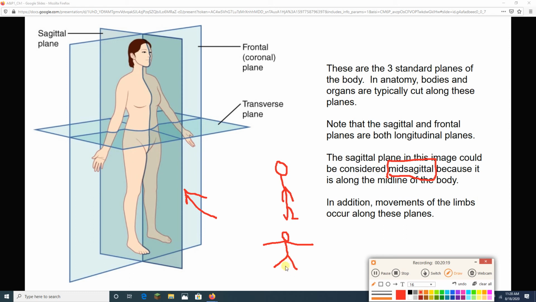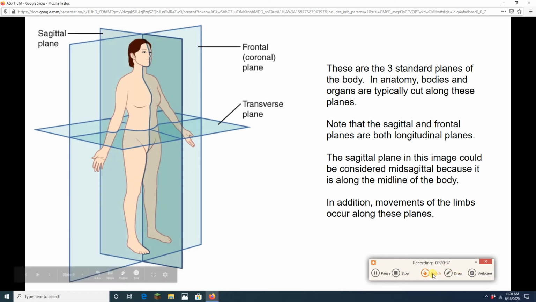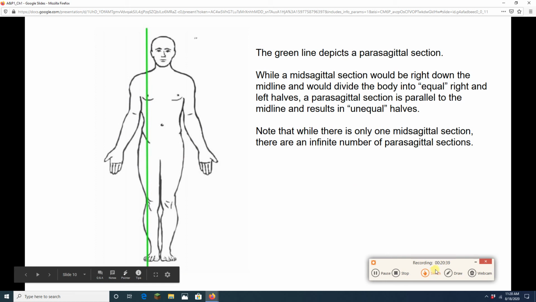Okay, awesome. One last thing. I keep saying that, don't I? One last thing. The word frontal has a synonym, and the synonym for that is coronal. All right. Let's keep on going.